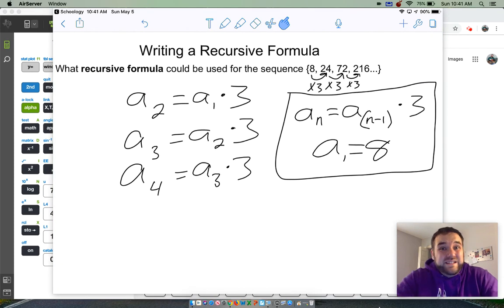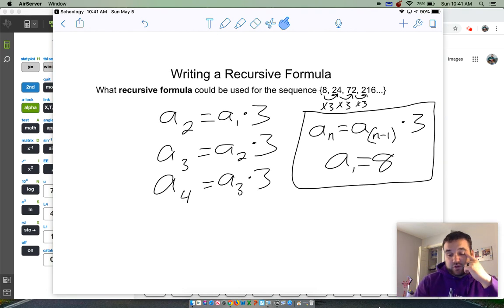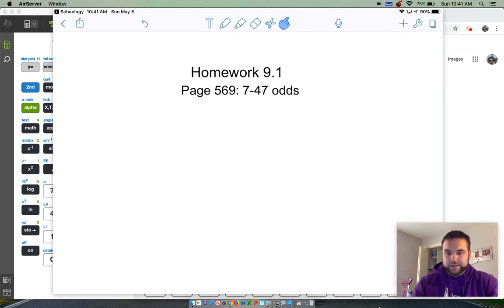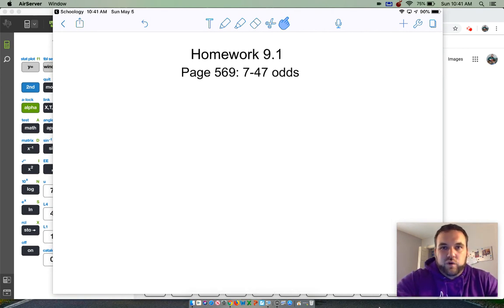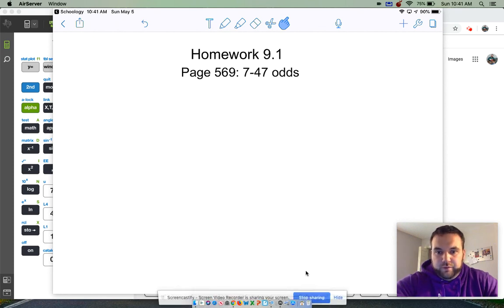Again, a pretty easy formula to write, but doesn't help me figure out the 10th term because I would have to just manually times 3 times 3 times 3 until I get to where I want. Okay. So that's kind of just the gist of 9.1. We're going to focus on these recursive and explicit formulas quite a bit. But for now, we will wrap this up until next time.